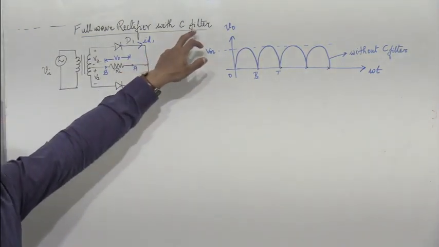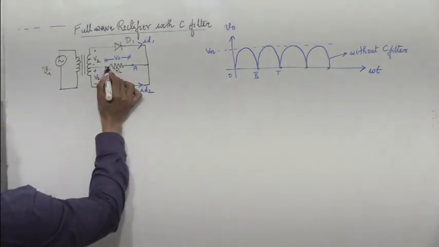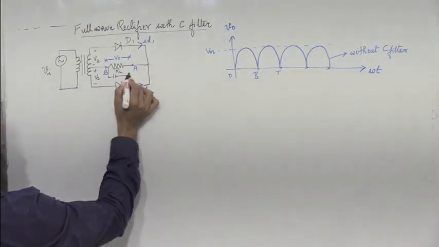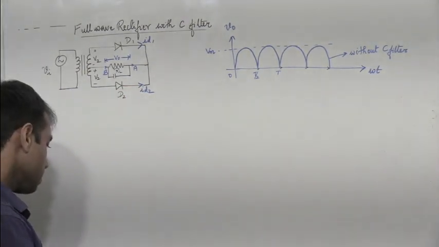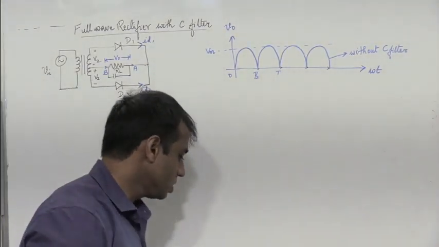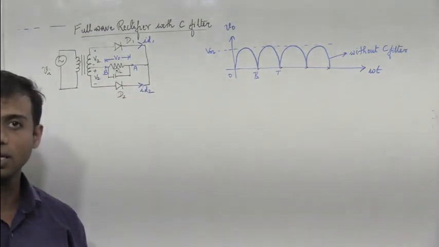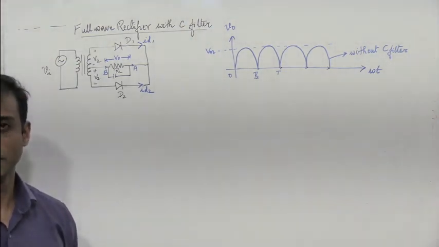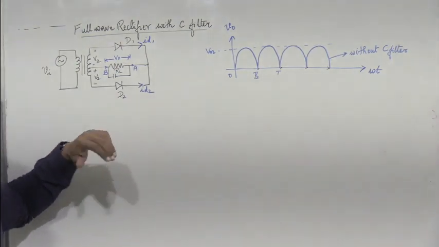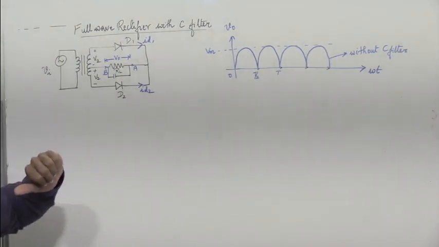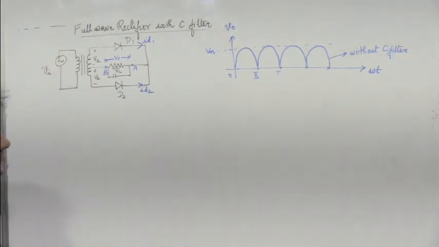Now in order to reduce this variation or the waviness, we can use a simple capacitor filter. So what is done is, a capacitor is connected across the load resistance RL, right? A capacitor is used in such a way that it has a very fast charging time but a very slow discharging time, right? So it has a very fast charging time and a very slow discharging time. Now let's see what happens if the capacitor is connected across the load resistance RL.